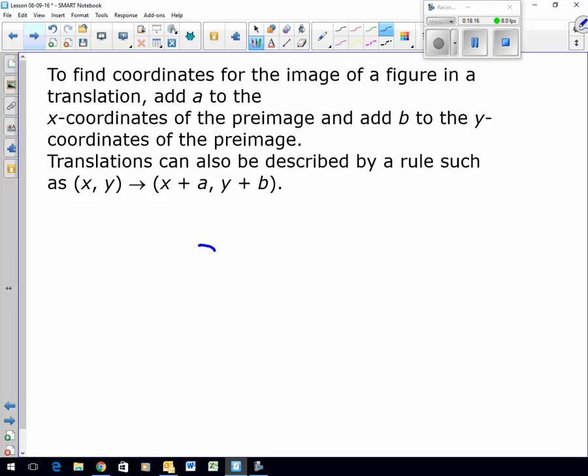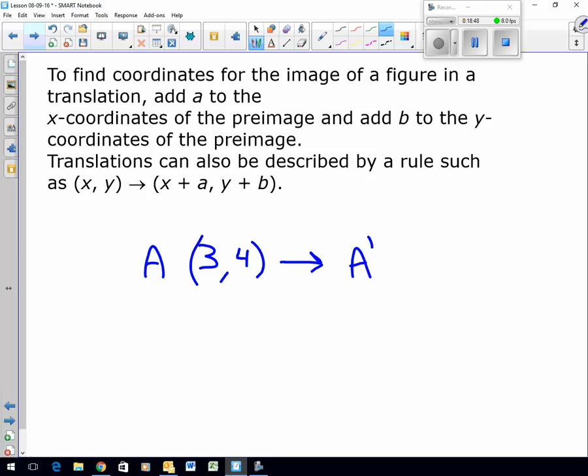I take, let's just say, 3, 4. That's image A. Sometimes today you're going to come across the phrase arrow notation. An arrow. And I go to A prime. What do we call this? My pre-image. What do we call this? My image.